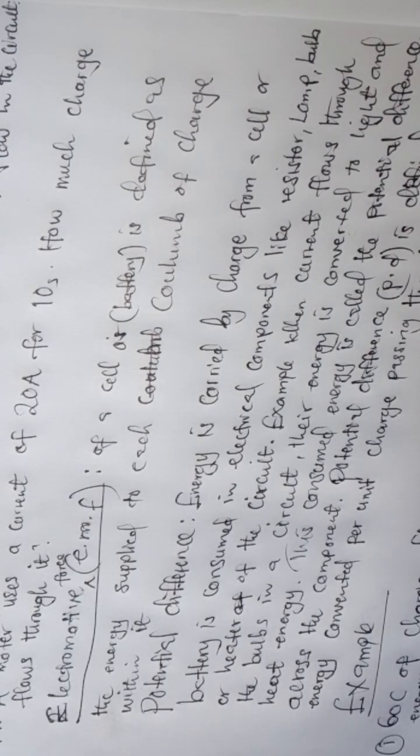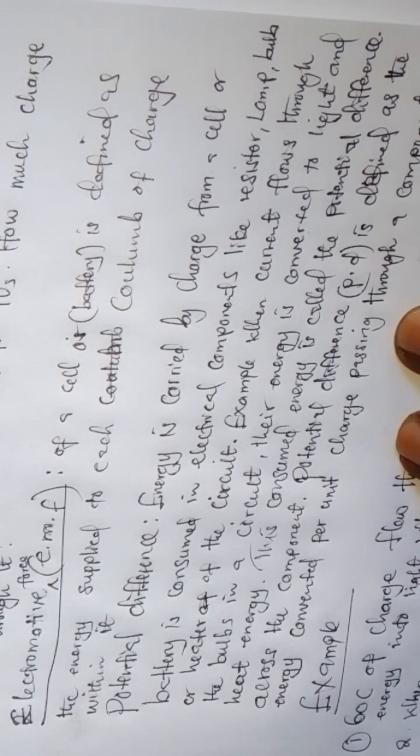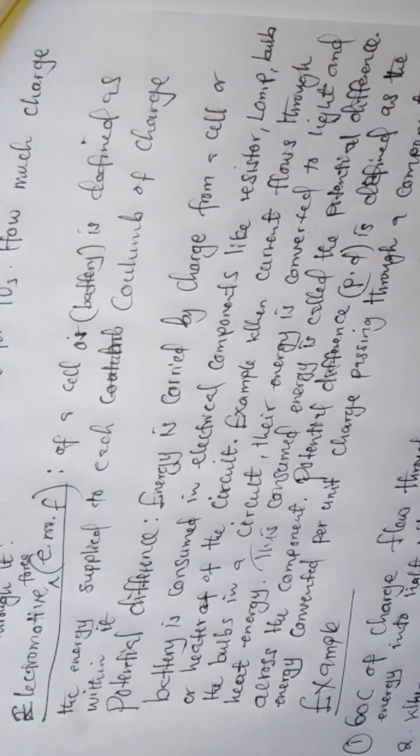Then you also have potential difference. The energy is carried by a charge from a cell or battery. So what is this charge that you are talking about? These are the electrons, the positive charge. Remember in chemistry we said the number of electrons and protons are just the same. So you can say electrons or the positive charge are just the same.